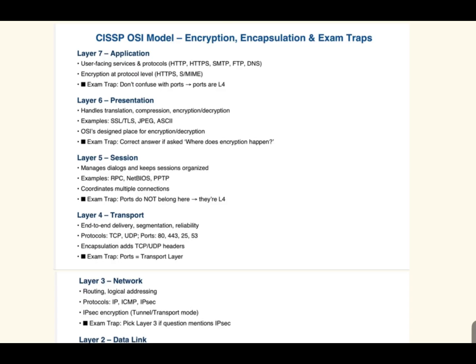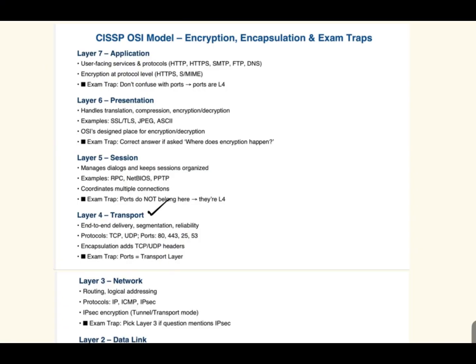So layer 5, session, manages dialogue and keeps sessions organized. For instance, RPC, NetBIOS, PPTP, coordinating multiple connections. So ports do not belong here, they are L4. So here only sessions are organized.